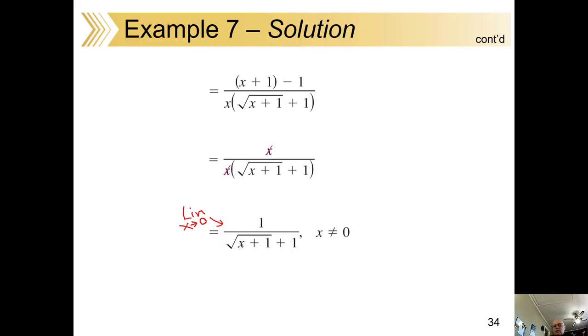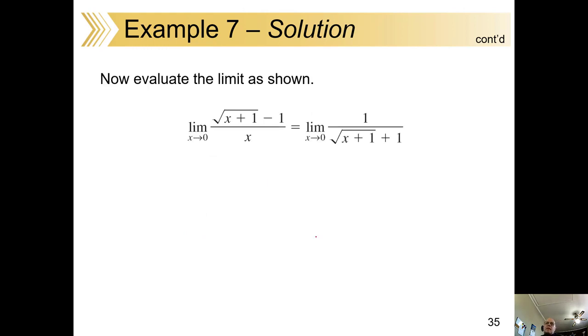The 0 in here, that's no trouble. I can take the square root of 1, that's a 1, add 1, that's a 2. Put the 0 in, there we go. There's our limit.